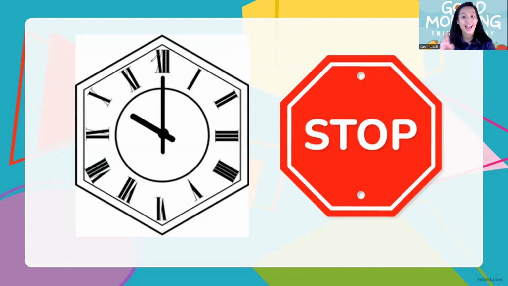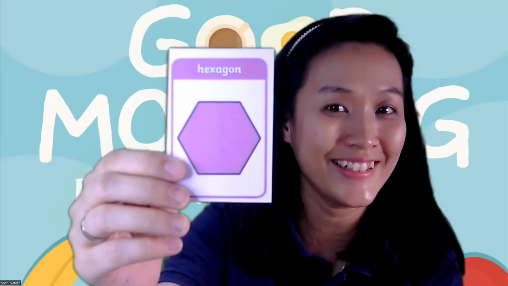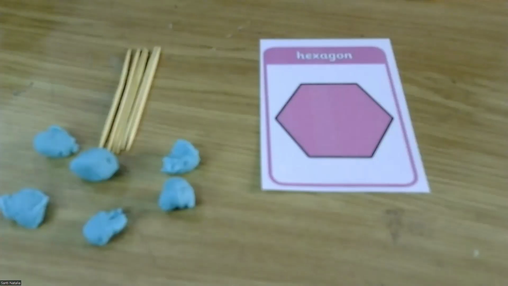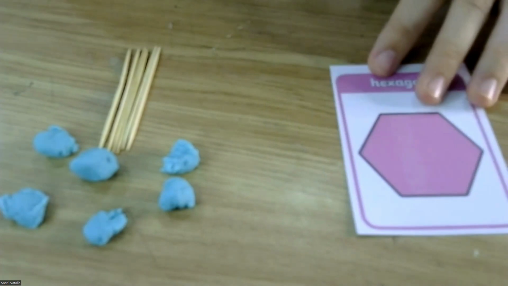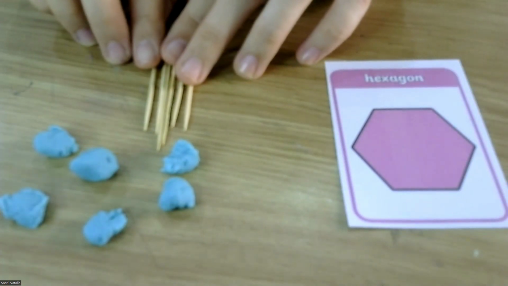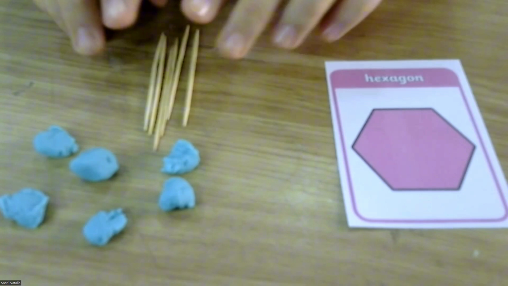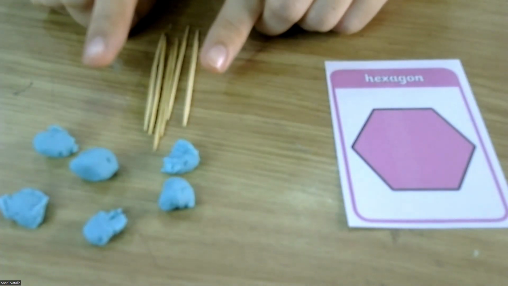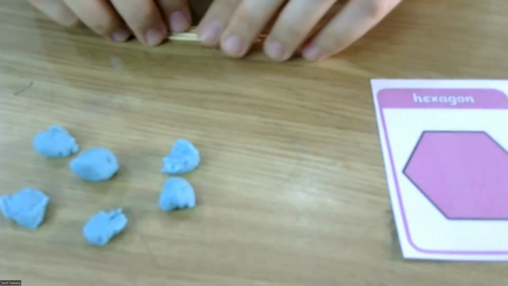The shape is hexagon. Now, can you find the hexagon on your card? And show it to me. Yes, this is a hexagon. Okay, let's make a hexagon with your toothpick. Okay, children, now you can prepare six toothpicks for the sides and Play-Doh for the corners. Now, let's make a hexagon.